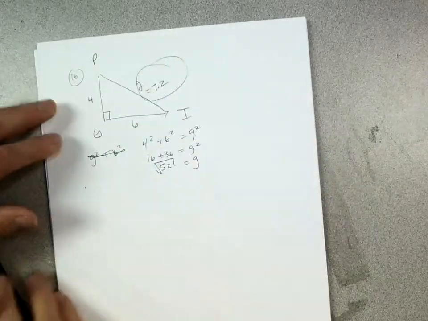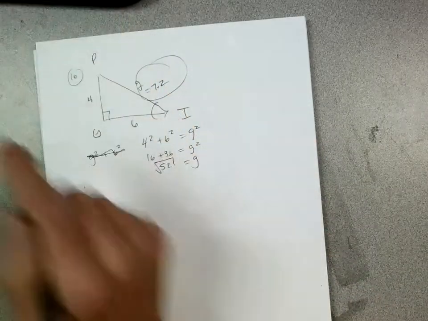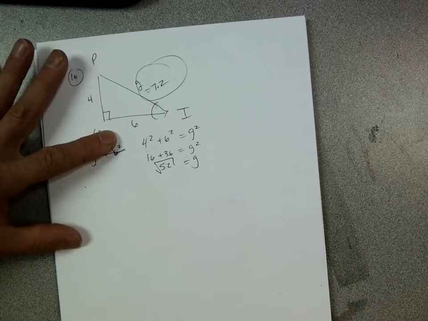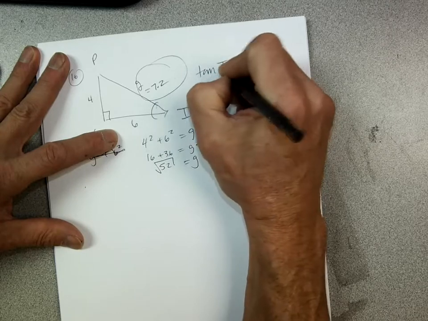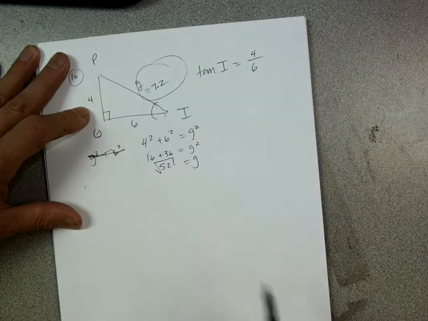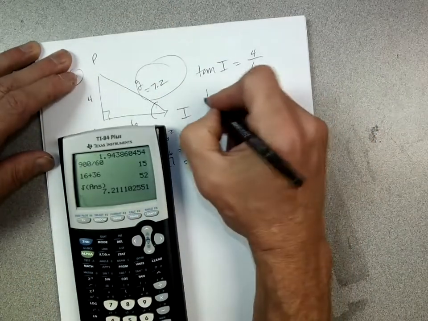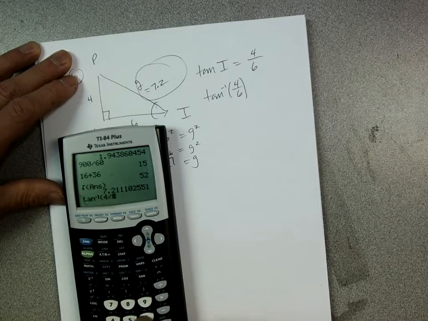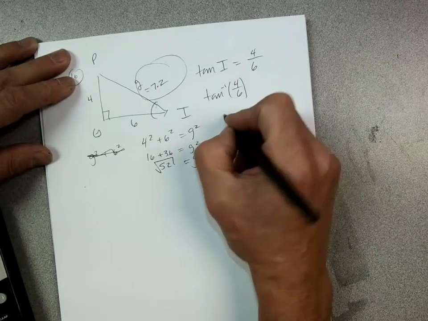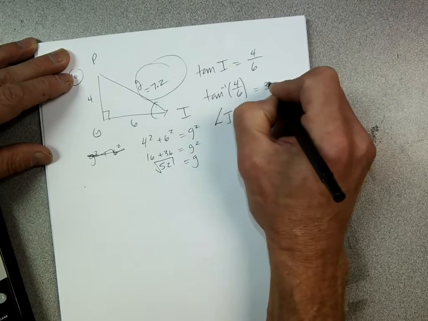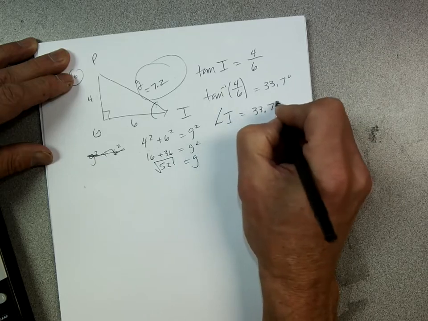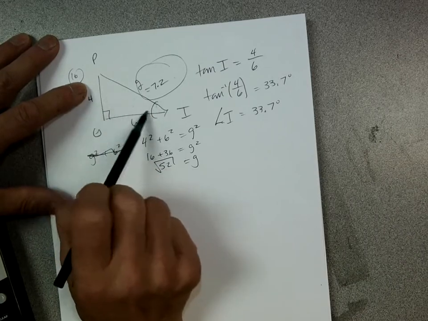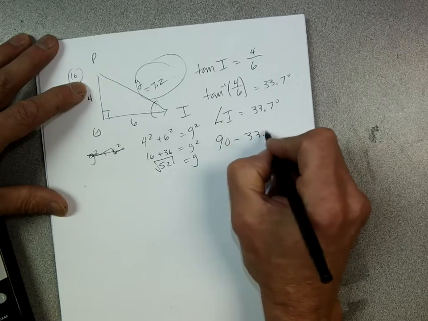How about angle I? If I want to find angle I, I'm going to set up opposite over adjacent, which means it's got to be tangent. Tangent of angle I is equal to my opposite over my adjacent, or 4 over 6. I've got to use my inverse button: tan inverse of 4 divided by 6, and I get an answer of about 33.7 degrees. So angle I is 33.7 degrees. Easy. Now if I want angle P, these two angles are complementary, meaning they have to add up to 90. So 90 minus 33.7 degrees will give me angle P.